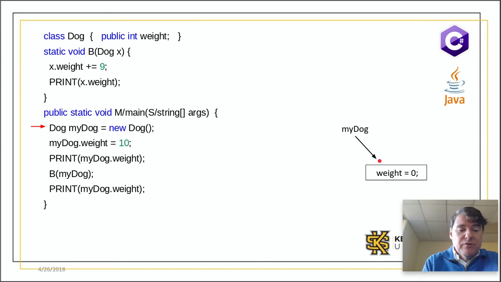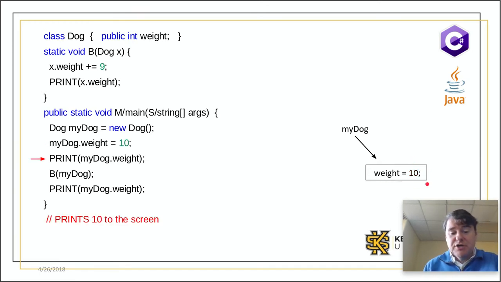Great. So myDog.weight equals 10. All right, cool. So I'm going to take myDog, which is this reference, over to my object, and I'm going to set the weight equal to 10. And we can see, bada bing, weight is now 10. I'm going to print out myDog.weight. No surprise here, that's going to print out 10.